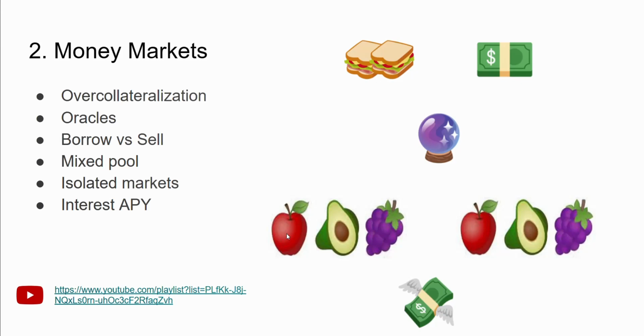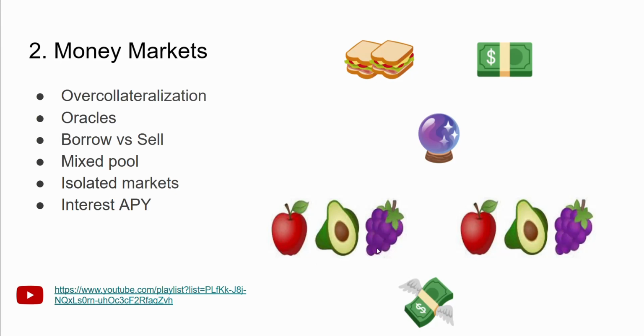There's a lot of apples outside. There's a lot of avocados. There's a lot of grapes. It's very difficult to change the price of apples, avocados, and grapes. However, if you put some exotic fruit in there, then it might be easy to manipulate the price of it. So mixed pools tend to have blue chips or very dependable tokens inside them.